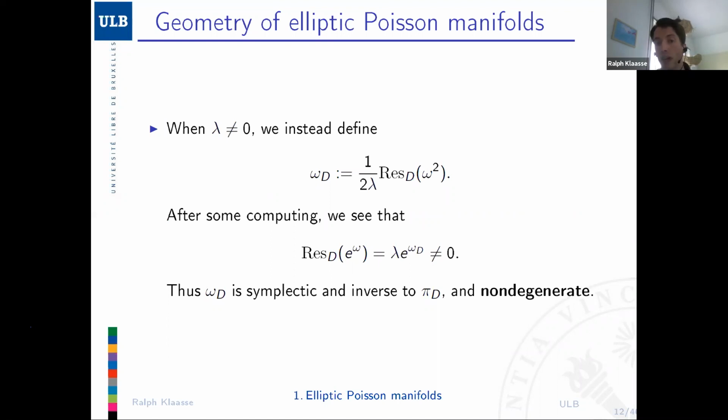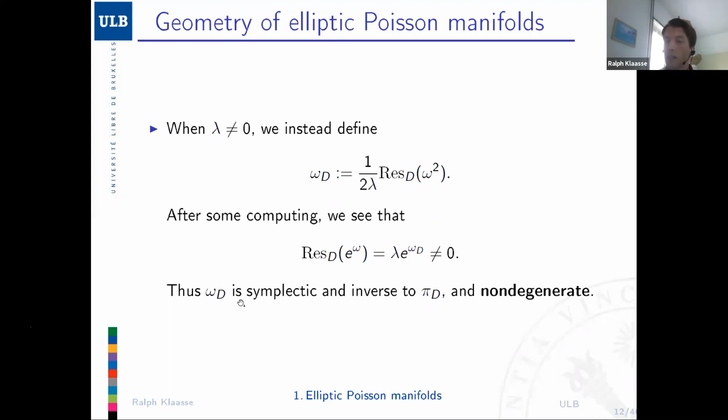You just define a 2-form in this way. So you take omega squared, it's a 4-form. You apply the residue to it, it's a 2-form again, and then you divide it by this possibly strange factor. The reason to do this is then you get this nice relation. So the residue of the whole spinor line is again lambda of a 2-form, e to the 2-form, and this guy is in fact symplectic.